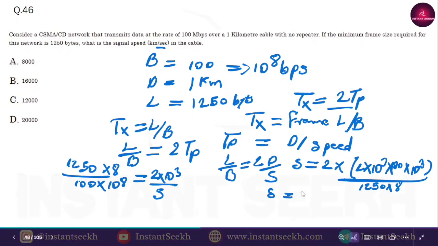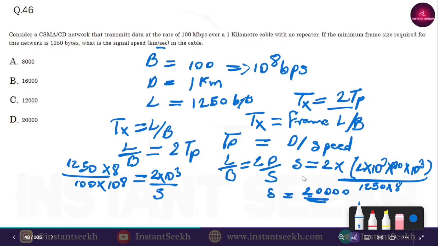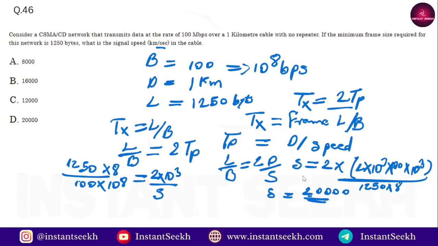So you will be getting something as 20,000 signal speed, kilometer per second. So option D will be your right answer for this particular question. Okay, let's move on to the next.